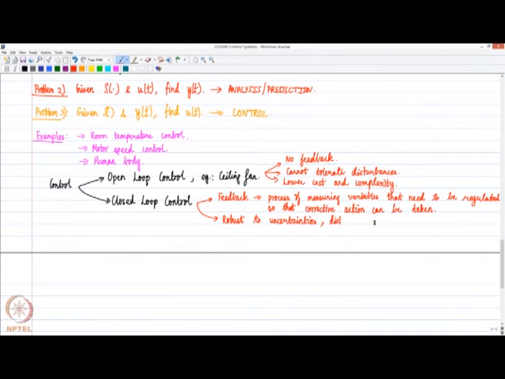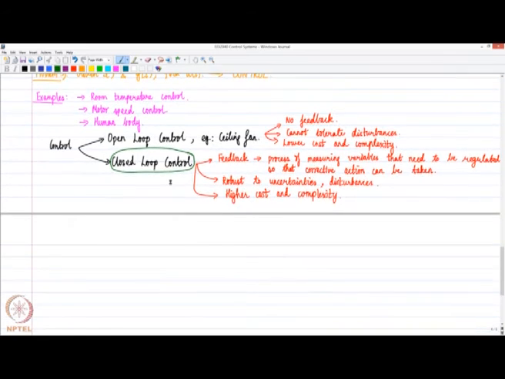Okay. So, but anyway, let me qualify them, group them under uncertainties. Okay. Uncertainties, disturbances and all. But the flip side of closed loop control is that the cost and complexity are higher. Okay. So, in this particular course, we are going to deal with closed loop control. Okay. So, that is what we are going to deal with in this particular course.